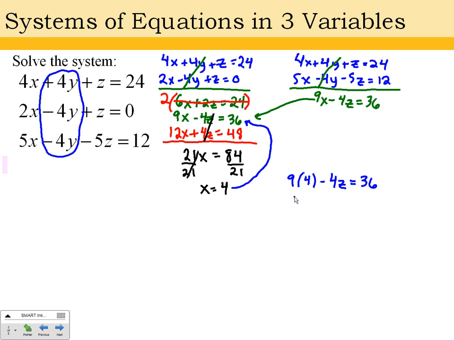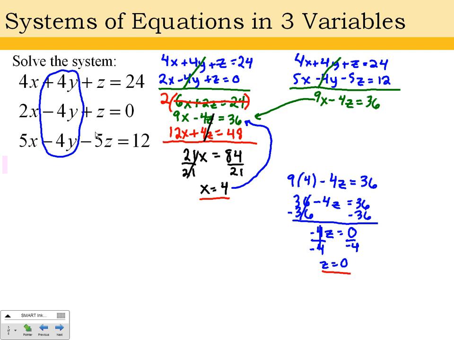Well, I have to do 9 times 4 is 36 minus 4z equals 36. When I subtract 36 over, what I end up with is negative 4z on the left, and 36 minus 36 is 0. I divide by negative 4 on each side, and I get z equals 0, because 0 divided by negative 4 is 0. So then I have two of my variables, x equals 4 and z equals 0.